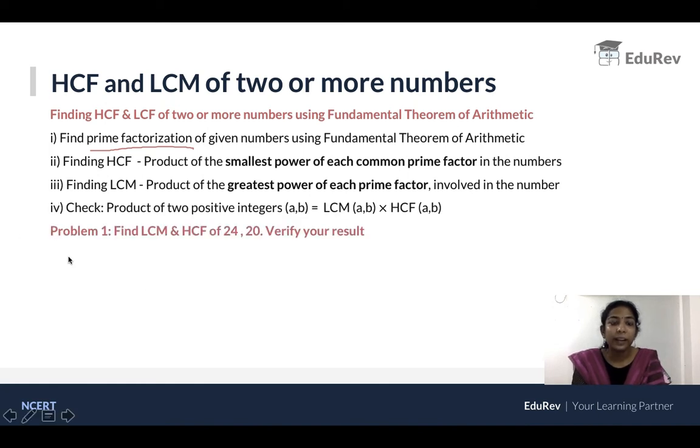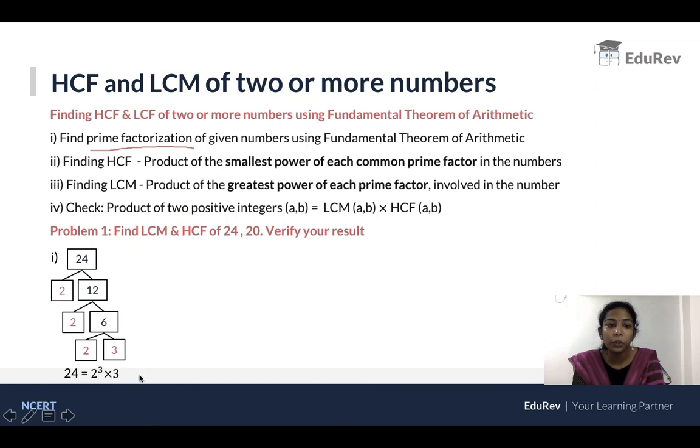And what is that? Find LCM and HCF of 24 and 20 and verify your result. So first write the prime factorization. 24, 2 table 12 times, and 12, 2 table 6 times, and 6 again 2 table 3 times. What is the prime factorization of 24? 2 into 2 into 2 into 3, that is 2 cube into 3.